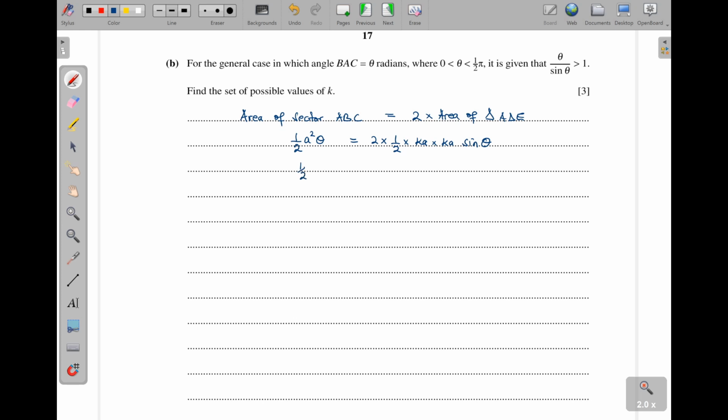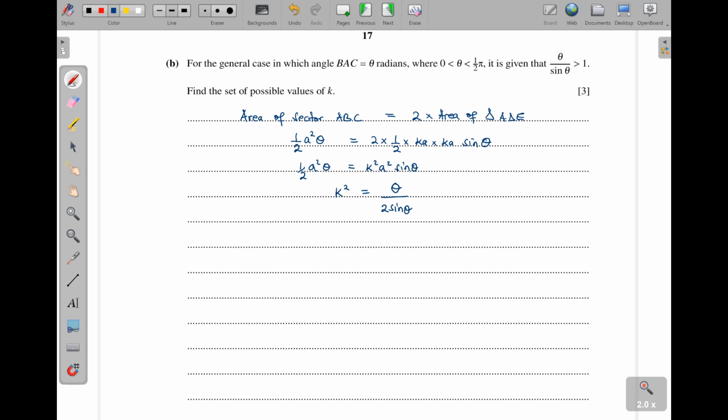So meaning we can have a half of a squared theta, which is equal to k squared a squared sine of theta. Now k squared, of course the a is going to go. I'm going to express k squared in terms of theta. So we are going to have k squared equal to 1 over 2, then sine theta. Actually, instead of writing the one here, there is a theta here. So we shall have theta over that.